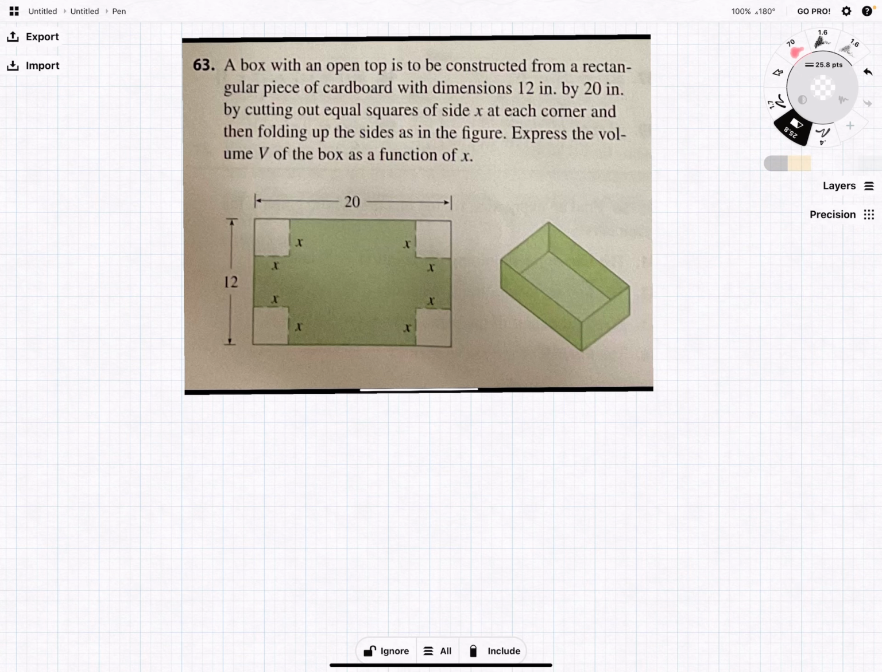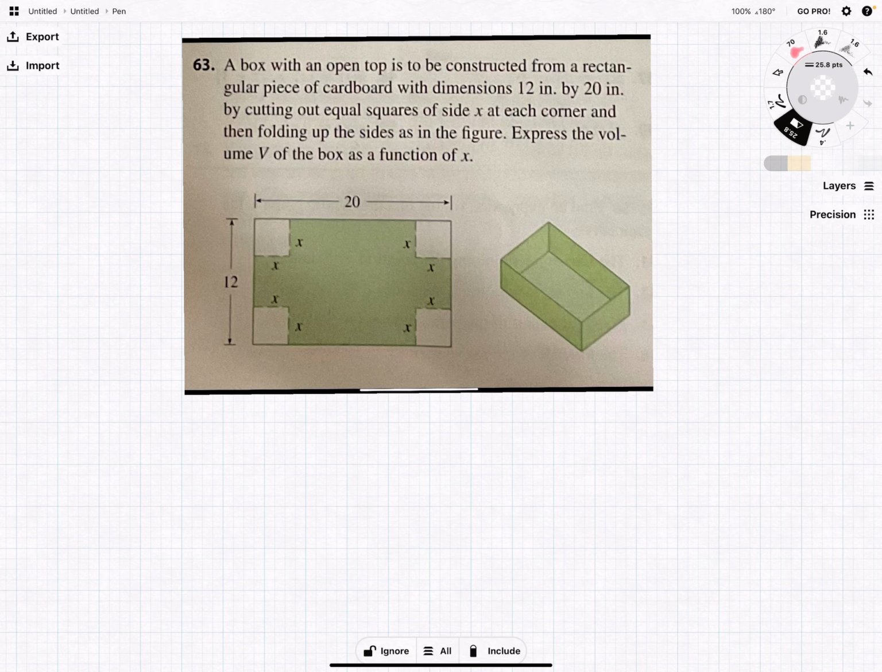This is Stewart Calculus, the 8th edition, section 1.1, problem number 63. 63 is a word problem, as we can see. It says, a box with an open top is to be constructed from a rectangular piece of cardboard with dimensions 12 by 20, by cutting out equal squares of side x at each corner and then folding the sides up as in the figure. Express volume V as a function of x.